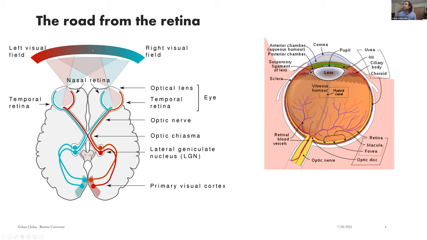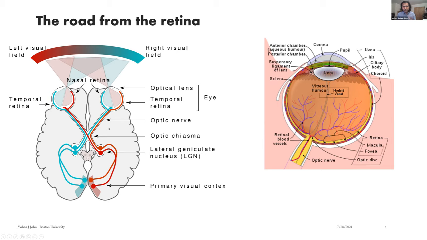You have two visual fields, and light from both sides of your visual field goes to both eyes. And then there's this very interesting process where signals from the same visual fields get split up and pulled together again. So the right visual field of both eyes will end up going to the left visual cortex and vice versa. Always good to keep in mind.